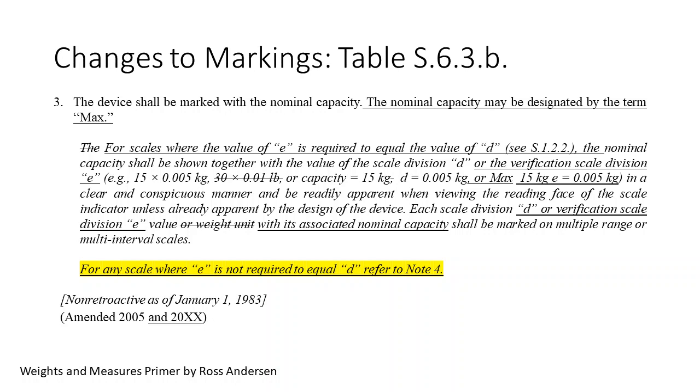Remember the corresponding change to S122. 3. The 30 by 0.01 pound example is removed as it is redundant. 4. For multiple range and multi-interval scales, each D or E with its associated capacity shall be marked. The value of E must always equal D for each range or partial range for these instruments. And 5. The highlighted text is my addition. You are referred to Note 4 for any instrument where E is not required to equal D.